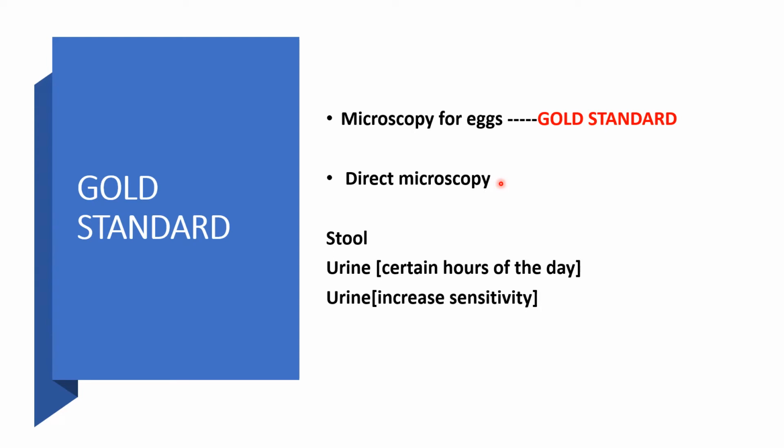Microscopic examination of the eggs could be done using the stool or the urine. We will talk about Kato-Katz and formalin ether in a bit. Microscopy with direct fecal smear will be more accurate. Okay? You can use urine for Schistosoma haematobium and its hybrids.